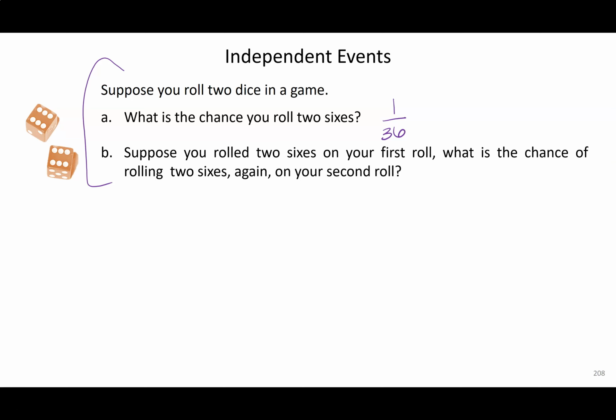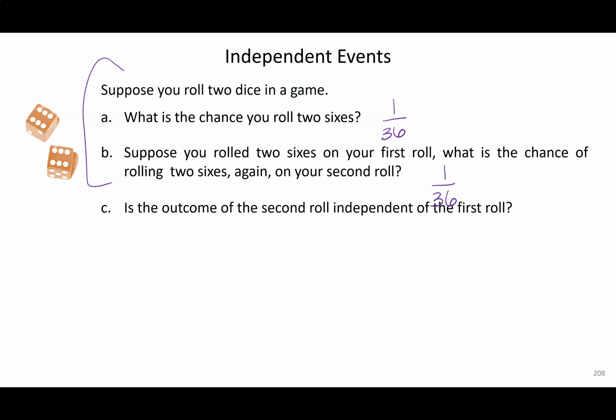Well, here we consider rolling dice to be independent events. Whatever happened on the first roll doesn't have any impact on what's going on in the second roll. So it's still going to be 1 over 36. Knowing whatever happened on my first roll doesn't have any impact on how likely it is that I'll get 2 6s on my second roll. Unless you're doing something really funny with your dice, roll 1 and roll 2 shouldn't have anything really to do with each other.